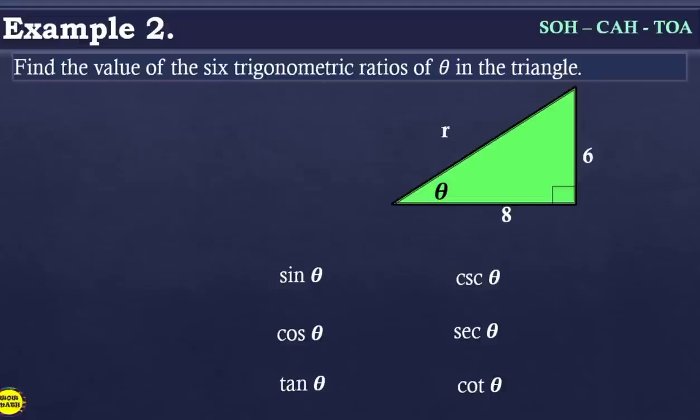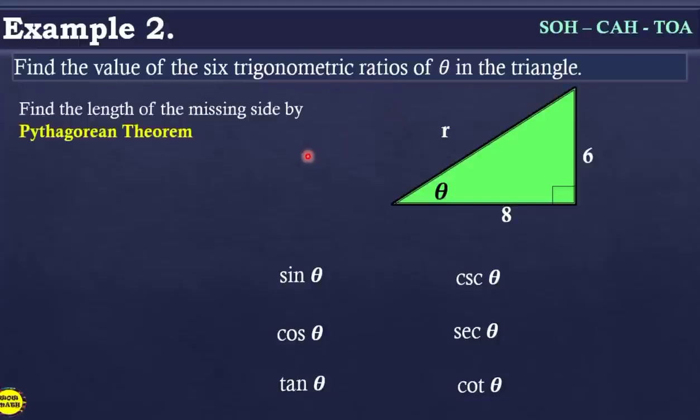anong gagamitin natin para makuha natin ang measure ng isang side ng right triangle? Gagamitan po natin siya ng Pythagorean theorem. Okay? So, panoorin po natin yung previous tutorial natin about dito. Okay, so that is c squared is equal to a squared plus b squared. So, our c squared is referring to the hypotenuse.